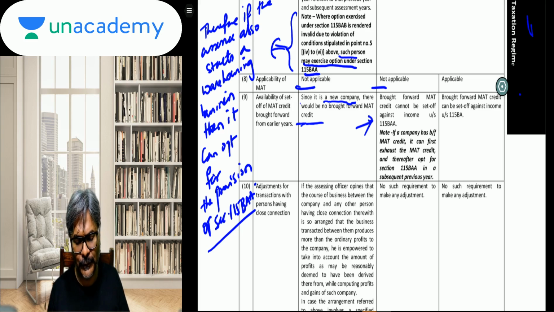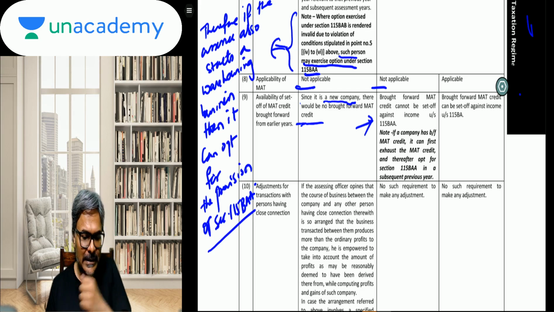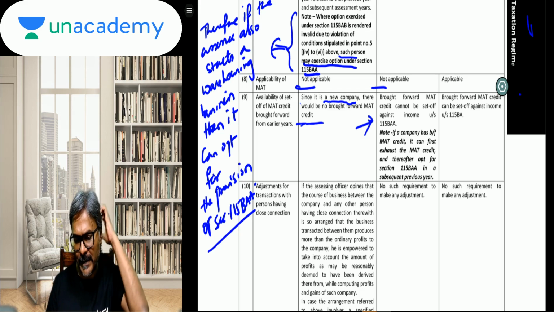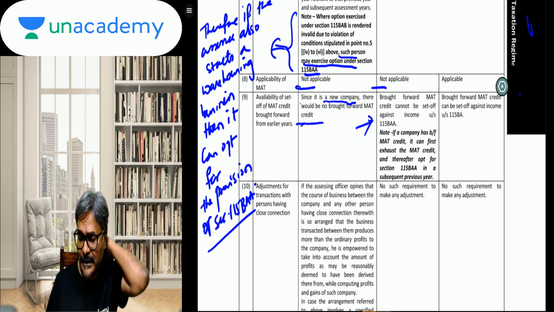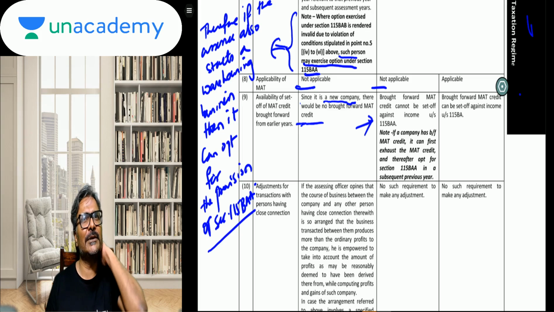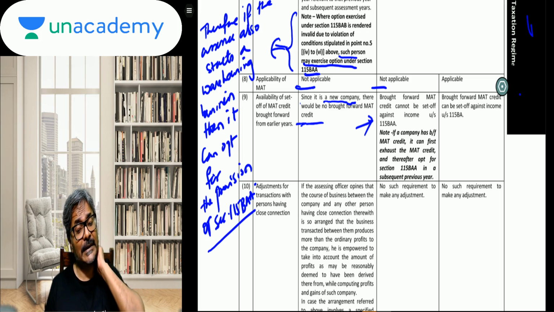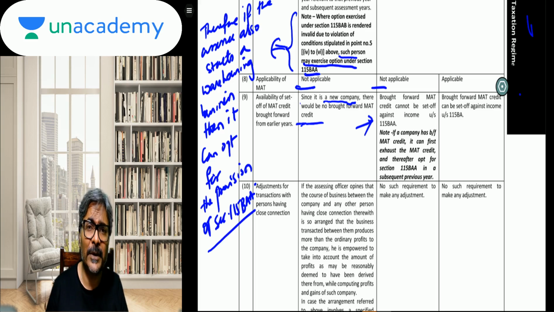Now, if you see very carefully, as far as point number 9 is concerned, what they are saying is that the brought forward MAT credit cannot be set off against the income under 115BAA. Obviously, because this is an alternate tax regime where you don't have any MAT concept. And if you don't have any MAT concept, the question of the MAT credit getting adjusted against this particular 115BAA income will not arise.